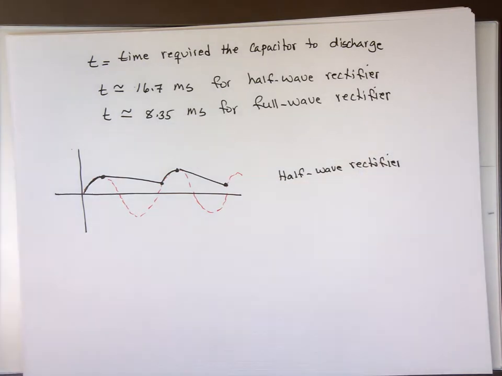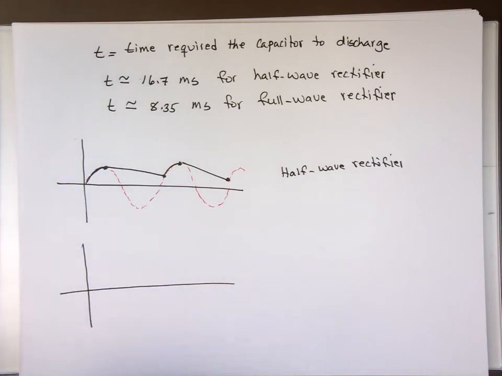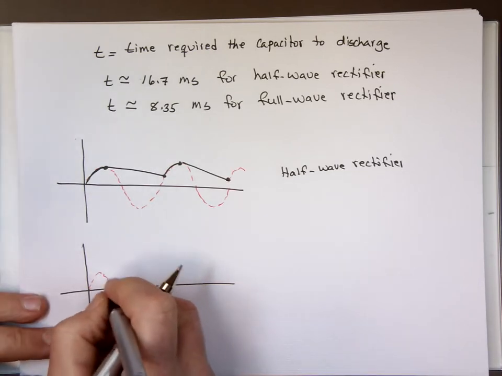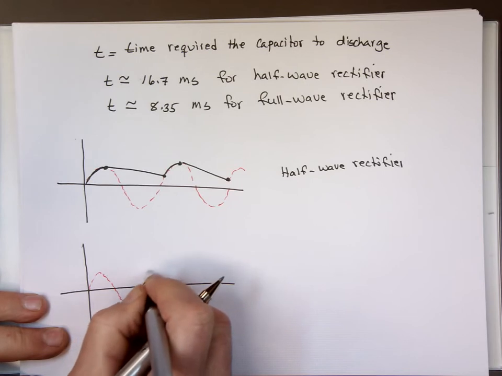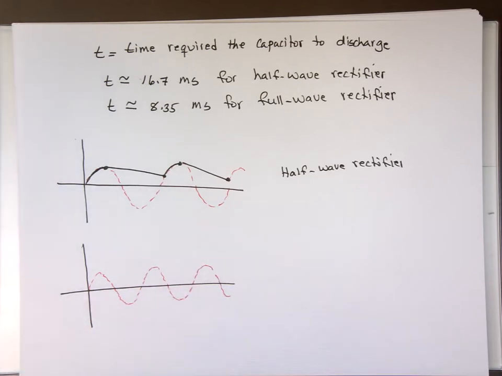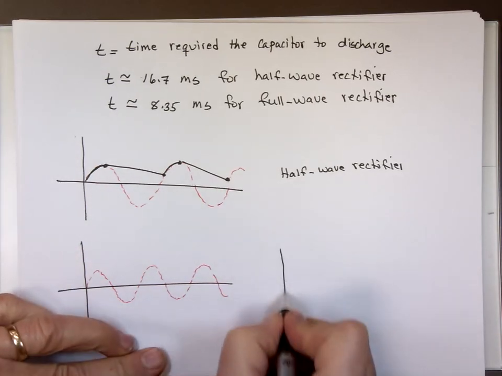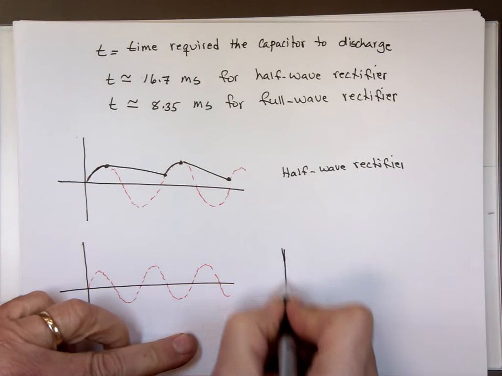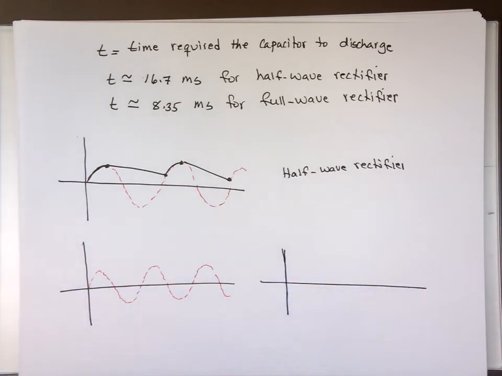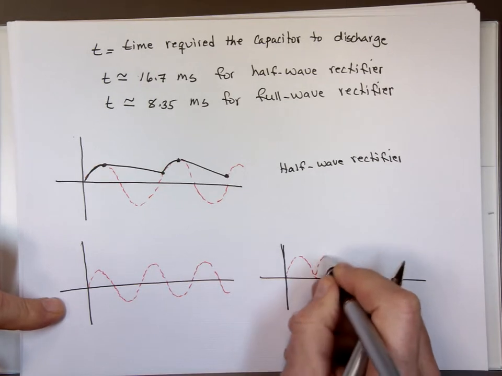Now a full wave rectifier, if this is your V in, I wish I had a blue marker, because what will happen now, these actually will flip, they become positive for V out. So for V out, this becomes like this. It's a full wave rectifier.